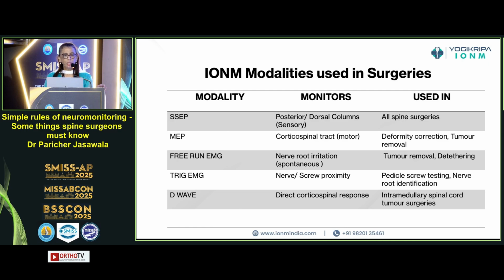Then triggered EMG. In triggered EMG, you are triggering at a very minimal current, and that is to see the nerve-screw proximity. That is used in pedicle screw testing and nerve root identification. Then D-wave. D-wave gives you a direct corticospinal response. It is used in intramedullary spinal cord tumor surgeries.